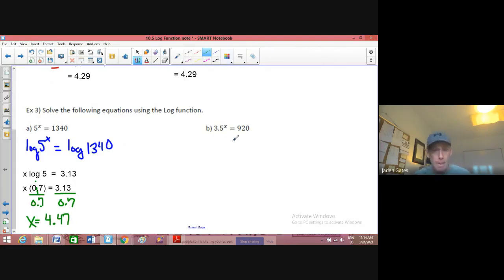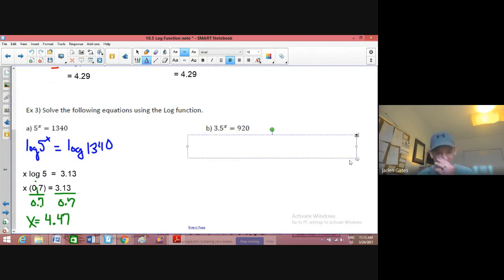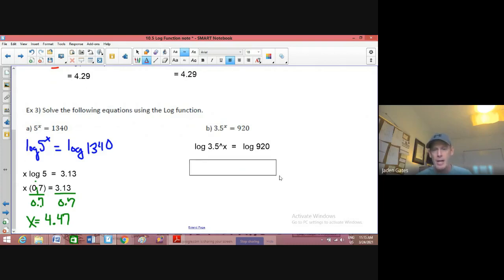All right, now, B, let's try it again. Same thing here. First step is I'm going to solve for my exponent, so I can take the log of both sides. So I've got the log of 3.5 to the power of x. All right, and again, I'm taking the log on both sides here, so 920. So now on my left side, again, I'm going to use my log rule, where I bring the exponent down in front. And I still have the log of 3.5 here.